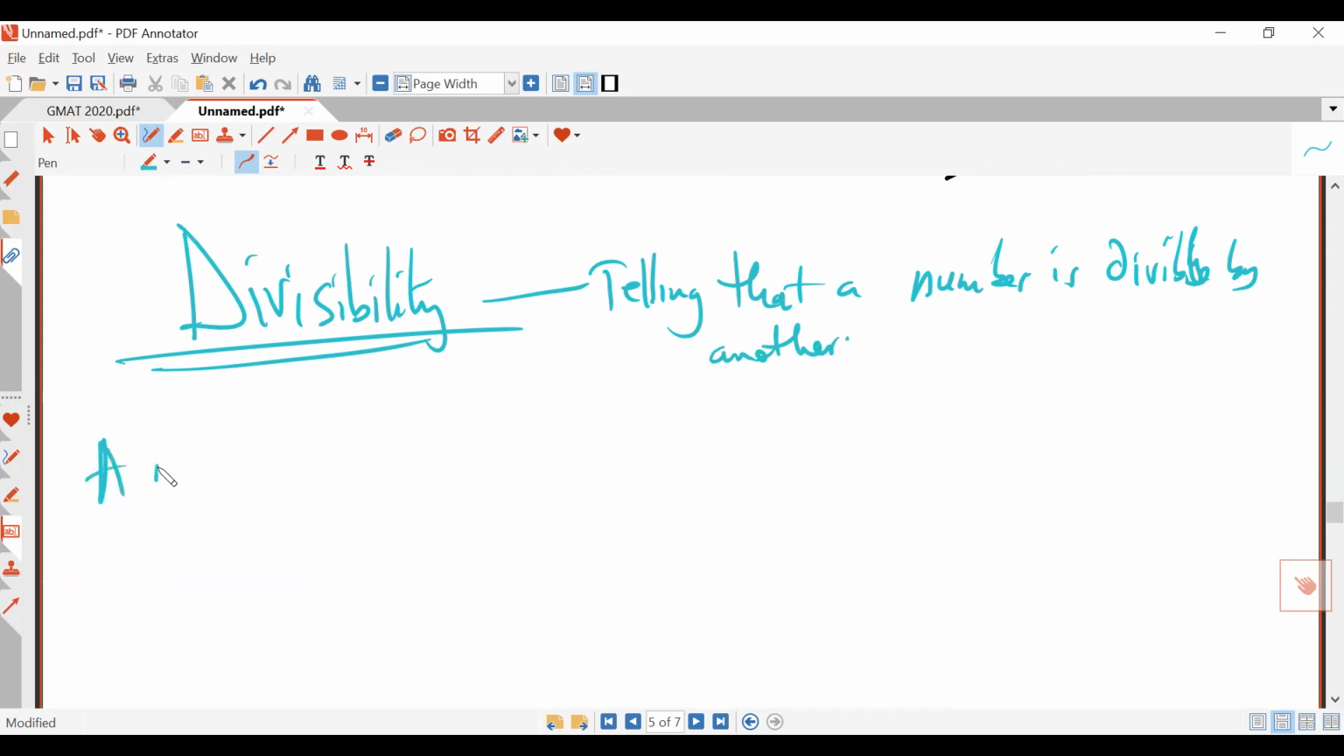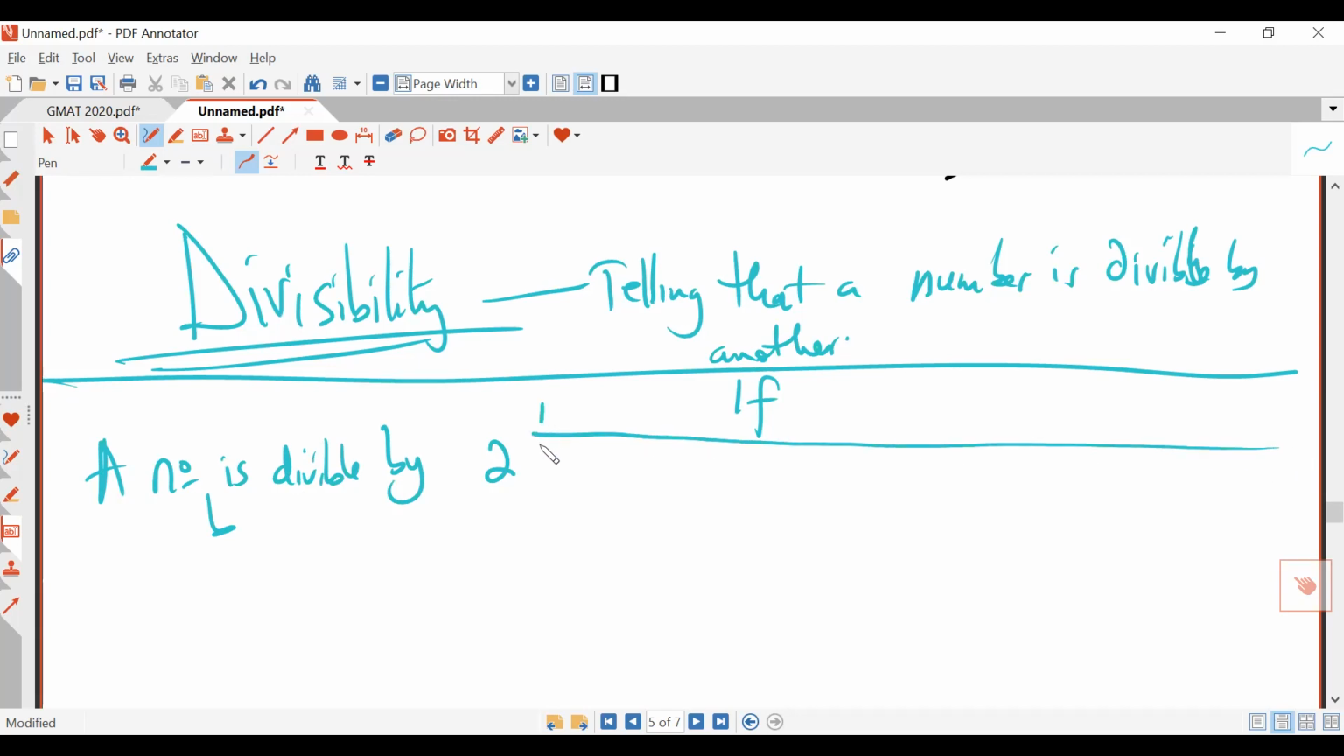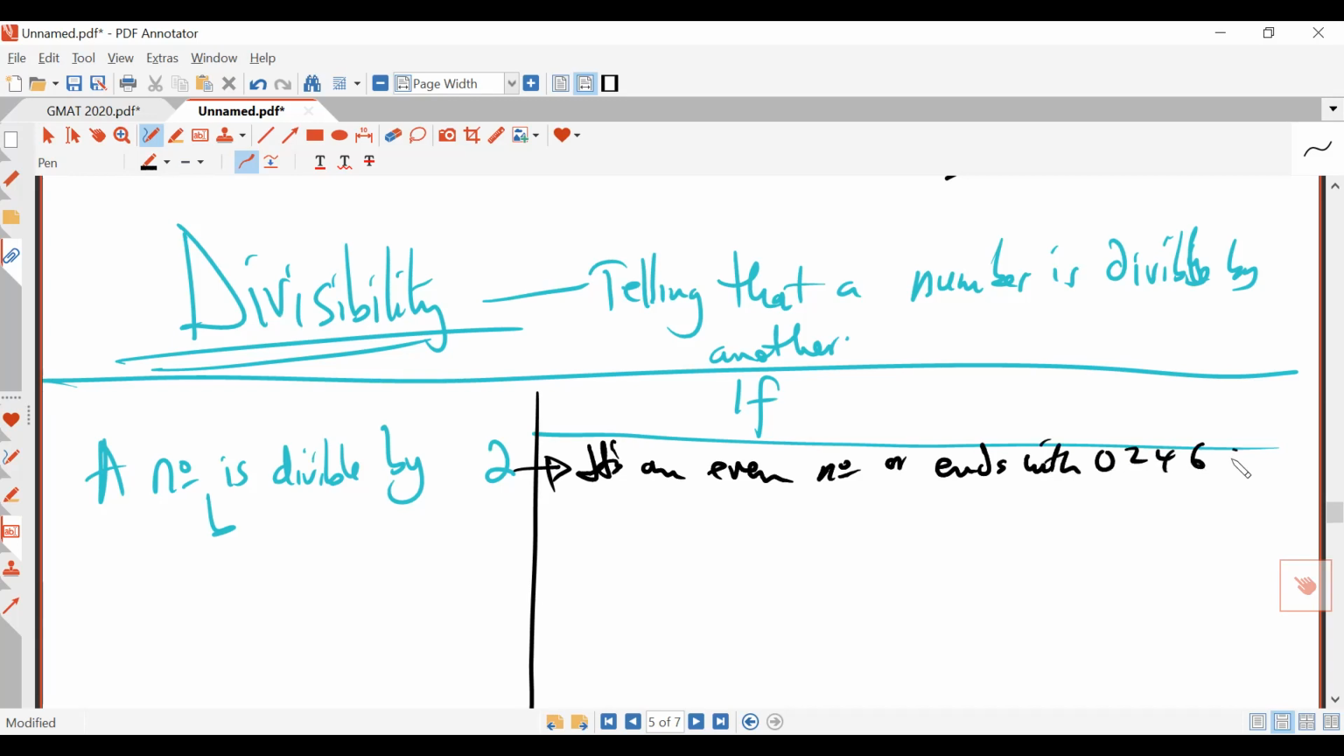In other words, a number is divisible by two if... how do you tell that a number is divisible by two? It's an even number. Yes, that is correct. If it's an even number, or ends with 0, 2, 4, 6, and 8. How do you tell that a number is divisible by 3?